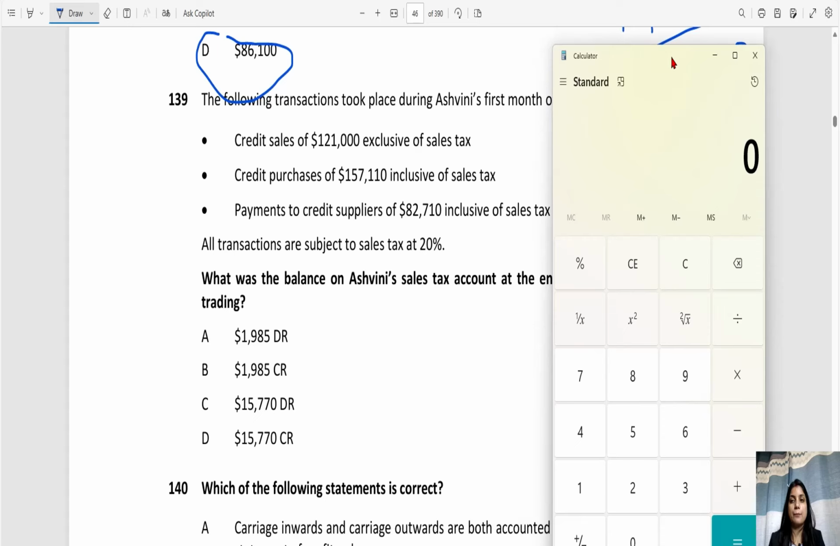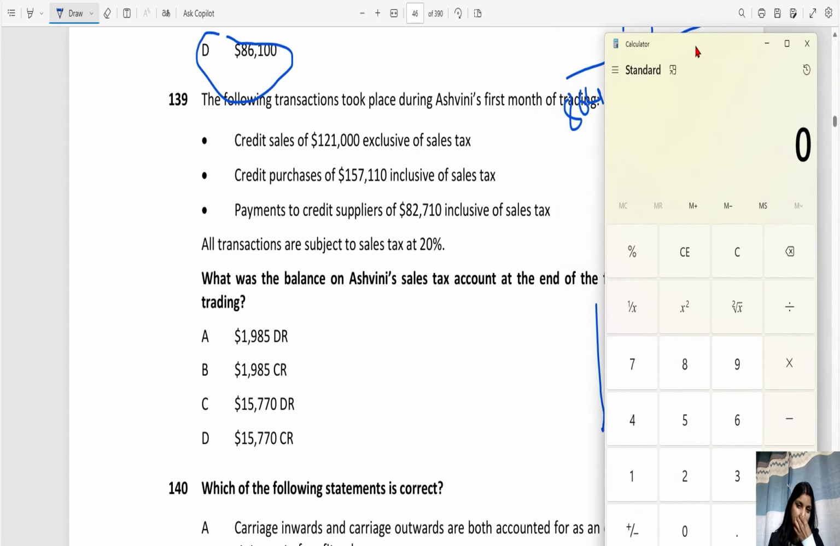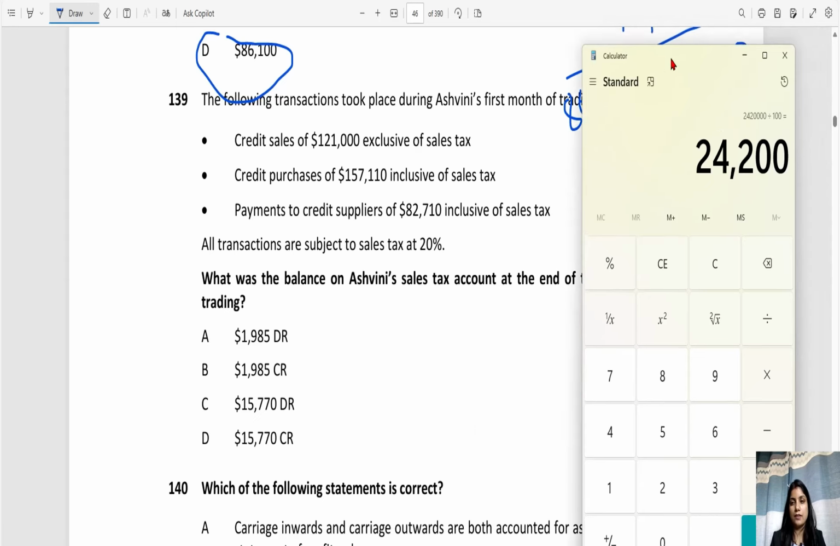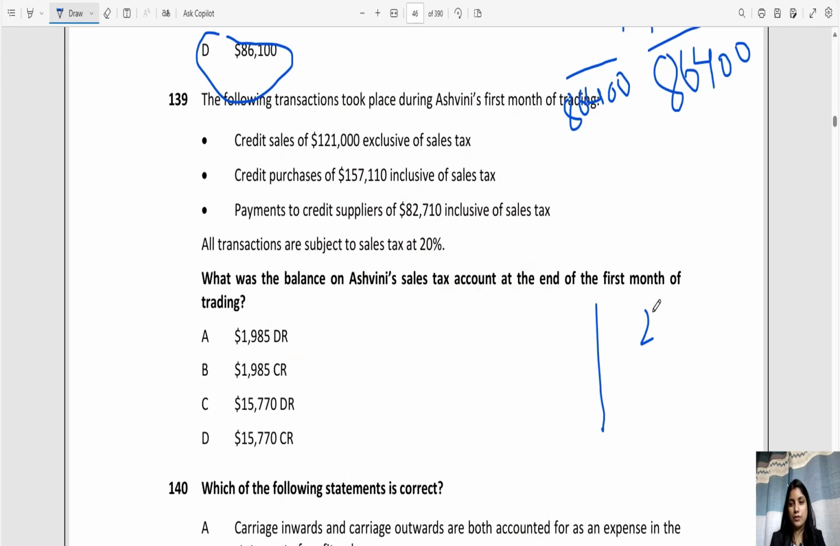In this kind of question, you need to look out for what the sales tax rate is. In our case, it's 20%, right? So 121,000 is the credit sales. If the question says exclusive, in that case we will multiply by 20 and divide by 100. You will get the VAT or sales tax amount of 24,200. So it's a liability, so 24,200. Fine.